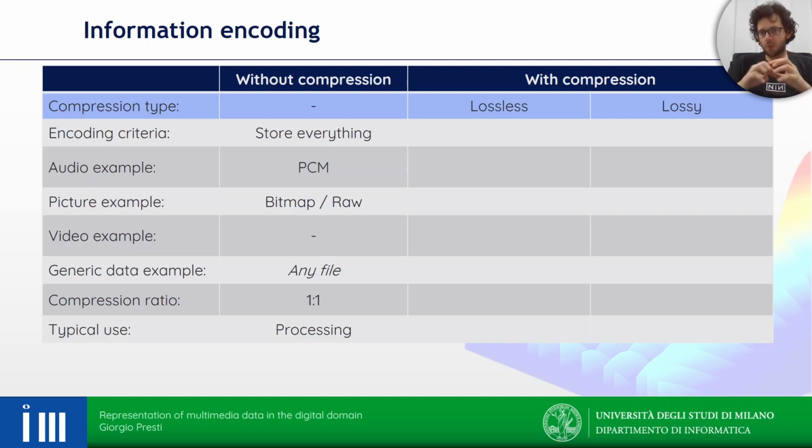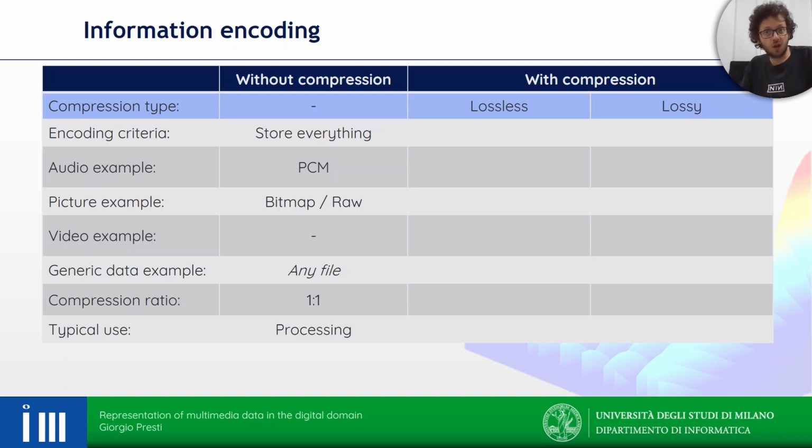There is no example with video because video files would become huge, so we rarely store video without compression. Other generic data examples are any file. For example, in a text file, we store all the symbols without any compression. The compression ratio tells us the ratio of compression, which is, in case of no compression, 1:1. I mean, we store everything we convert from analog to digital.